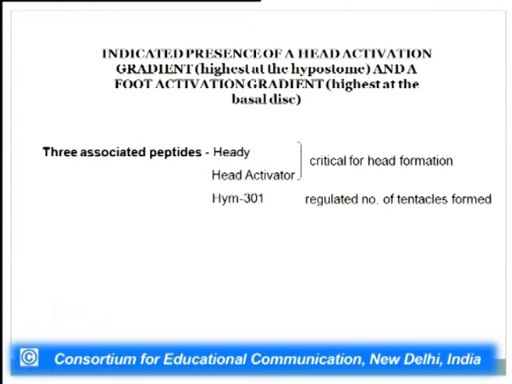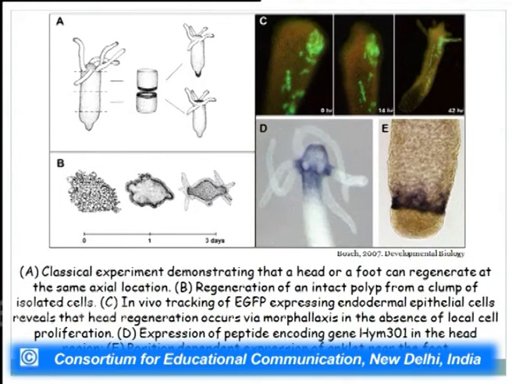Three associated proteins have been found, termed Heady, head activator, and HIM301. Heady and head activator proteins are very critical for head formation, and HIM301 usually regulates the number of tentacles formed. The gradient of these three proteins is highest at the head region and lower in the tail region. So, if a cell from the head region is taken and transplanted into the tail region, it will still give rise to the head region.